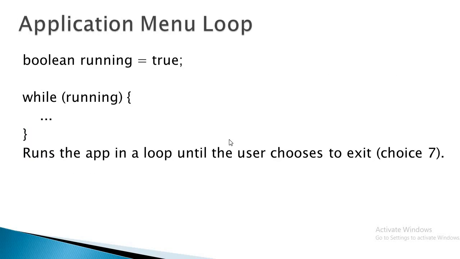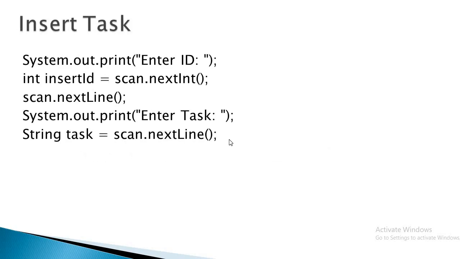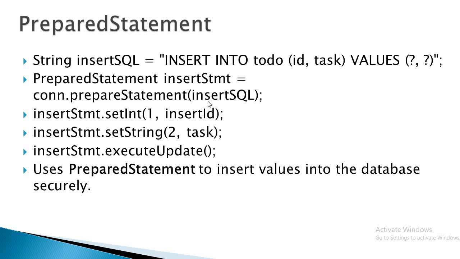Then the application menu loop. Boolean running equals true; while running, the application loops until the user chooses the exit option, number 7. Then insert task: we can insert values using the scanner input. Then the prepared statement is used to insert values like ID and task. We set parameter 1 as an integer and parameter 2 as a string value.